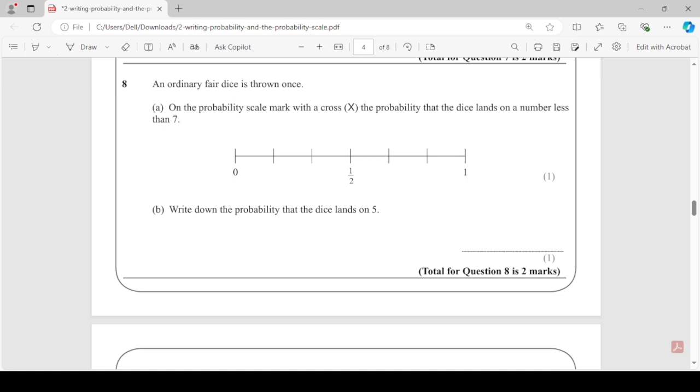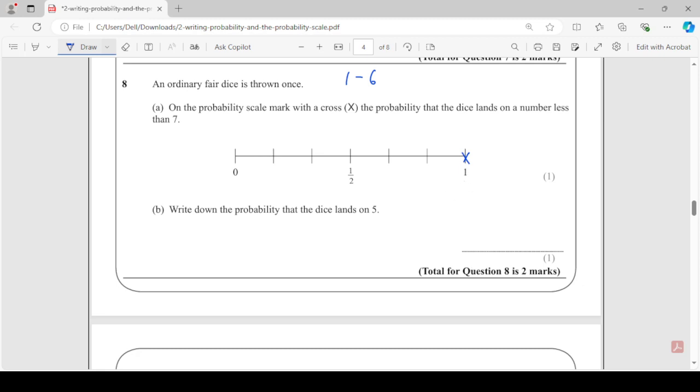Question 8. An ordinary fair dice is thrown once. On the probability scale, mark with a cross the probability the dice lands on a number less than 7. Less than 7, all numbers are less than 7 on a dice, because it's from 1 to 6. So probability of getting a number that's less than 7, it's going to be 1. Because every time you're going to roll this dice, you will always get a number that's less than 7. That's why your probability is a 1 whole.